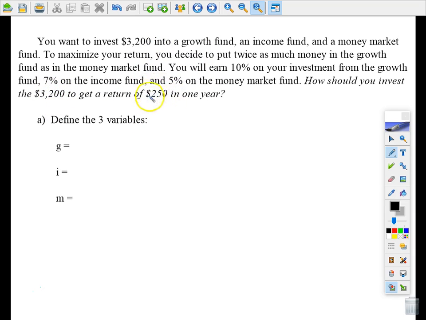So to make that happen, what is the combination of our investment of this $3,200 into these funds that will produce this interest amount? To start with, we need 3 variables because there are 3 different funds that we're investing in. Now, your variables could be X, Y, and Z. So I can keep these funds straight, I'm going to call G the growth fund. Let's get a little more specific here. I'm going to say amount invested because that's what the problem is asking for.